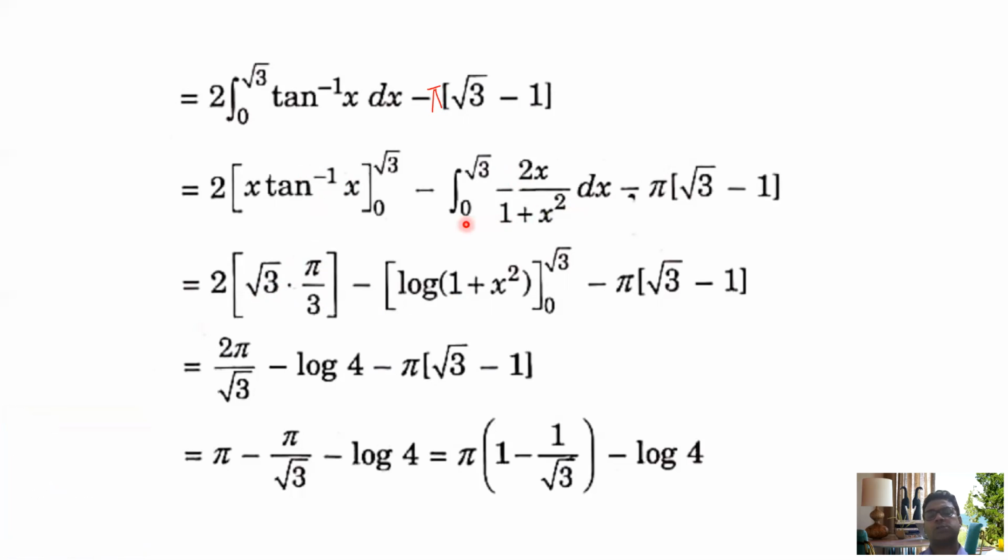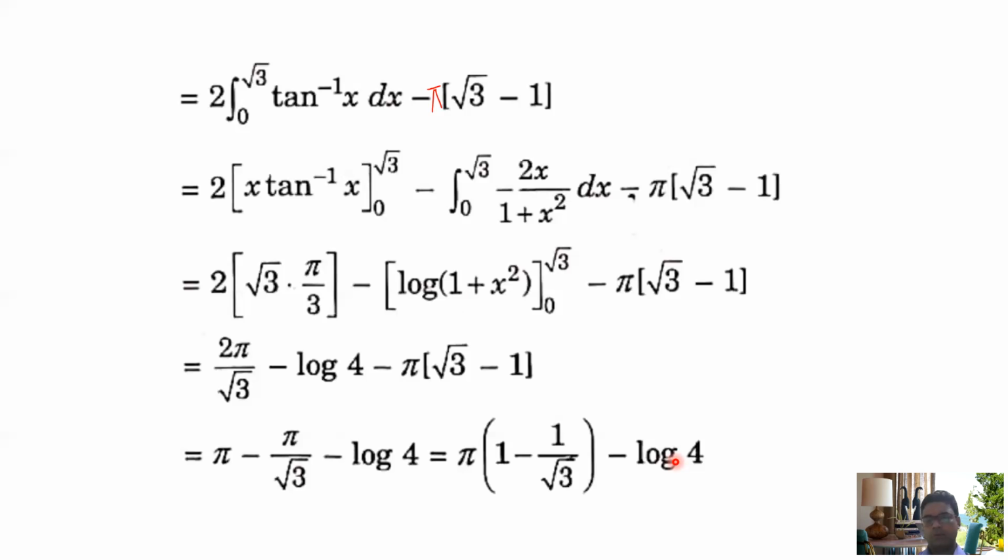If I take log, that is log of 1 plus x square, the derivative of this is 2x. It's obvious. So from 0 to root 3, minus pi root 3 minus 1. So from here it is clear: 2 pi by root 3 minus log 4 minus pi root 3 minus 1, since log 1 is 0. That is pi minus pi by root 3 minus log 4. If I take pi common, pi times 1 minus 1 by root 3, minus log 4.